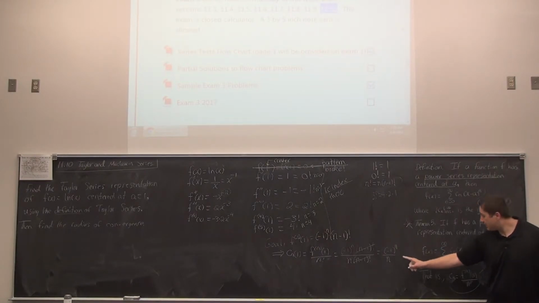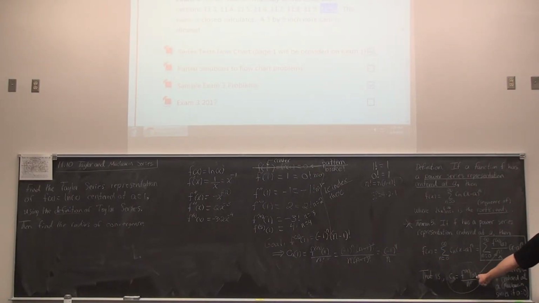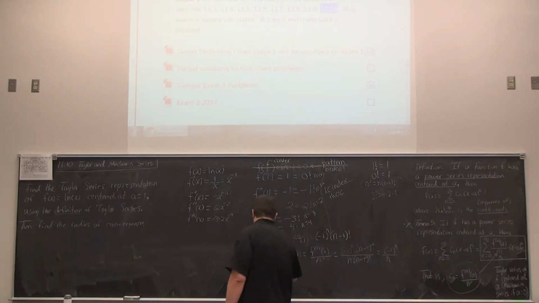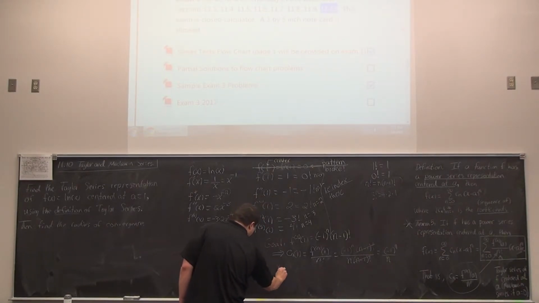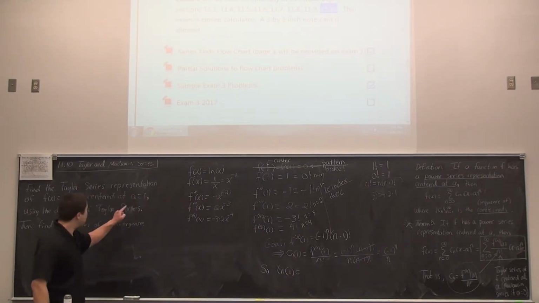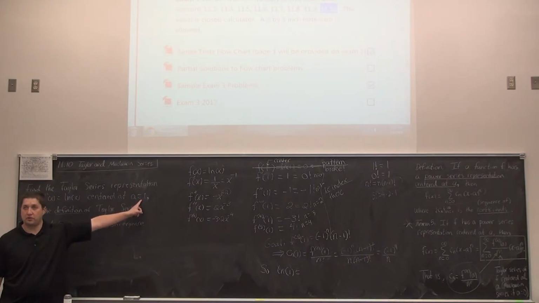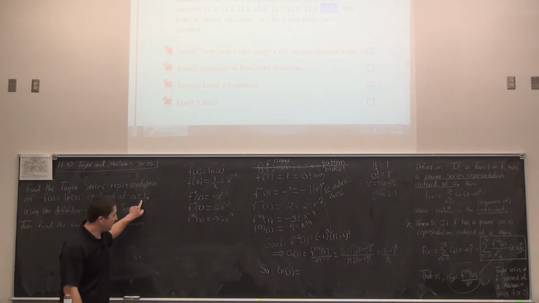But remember, our goal was to come up with c sub n, which we just found through our tabular system, which allows us to write down the punchline. So by all this work, we have the following conclusion. The natural log, this is the Taylor series centered at a equals 1, which means you probably want to do the approximation nearby 1.